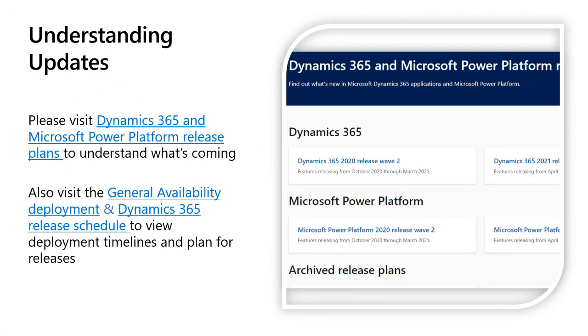Like mentioned before, there's usually 2 release waves during the year. We're coming up on release wave 2 for 2021. And so there's a lot of good information again out there on these different release waves, what's in them, the timing of them, all that good stuff. There's also information on the general availability deployment, the release schedule.